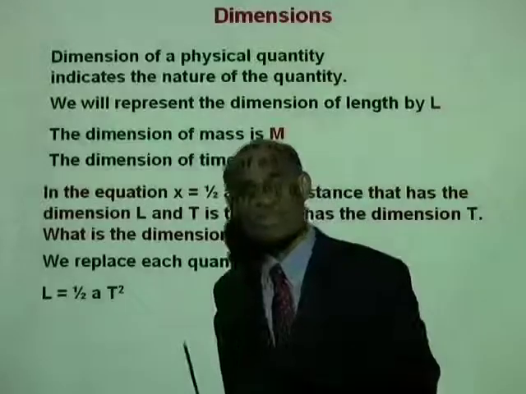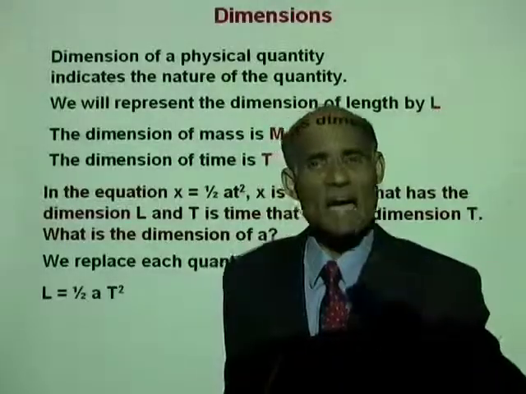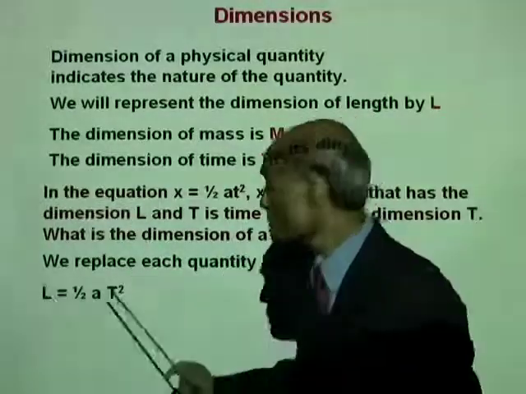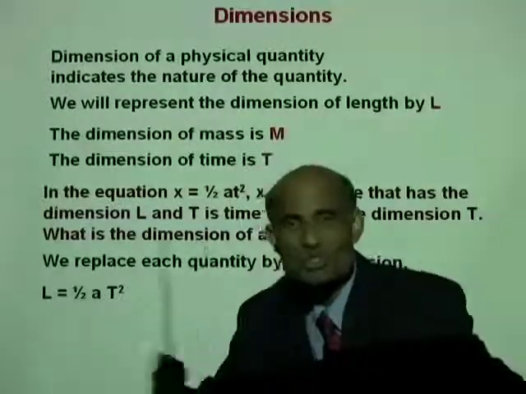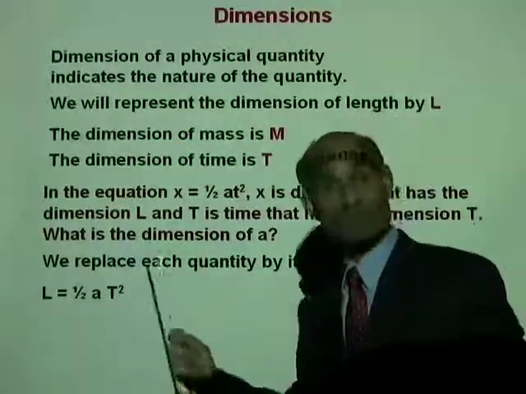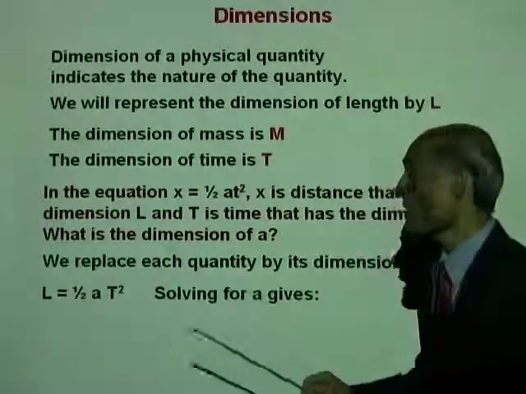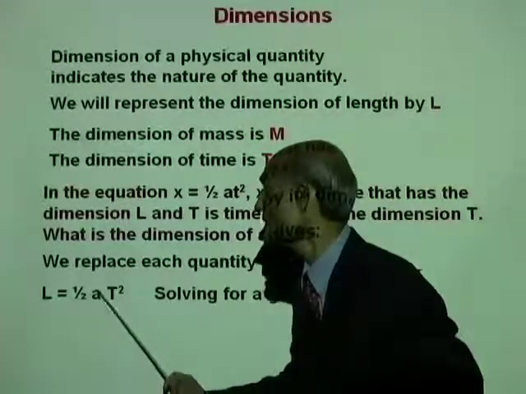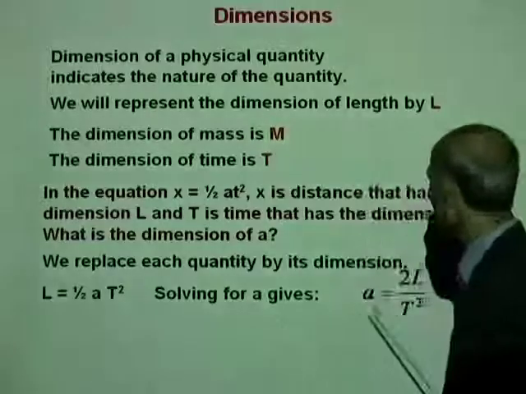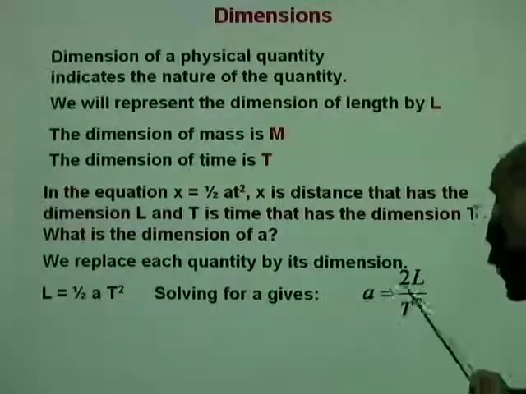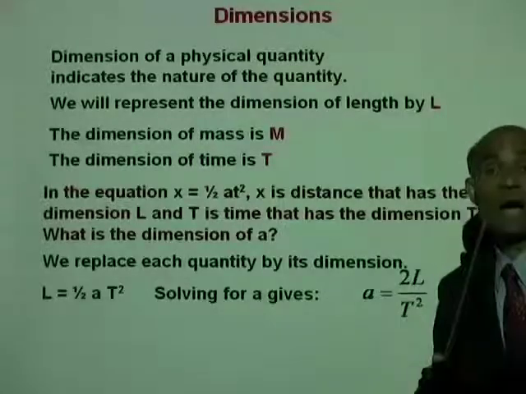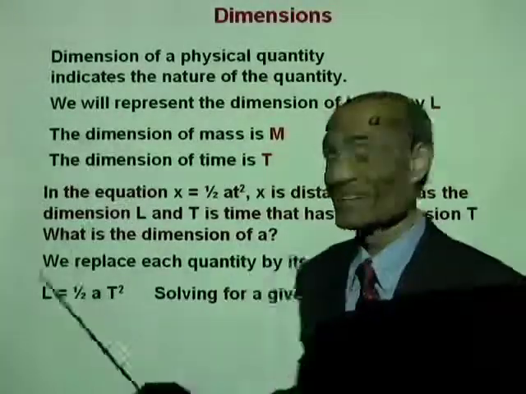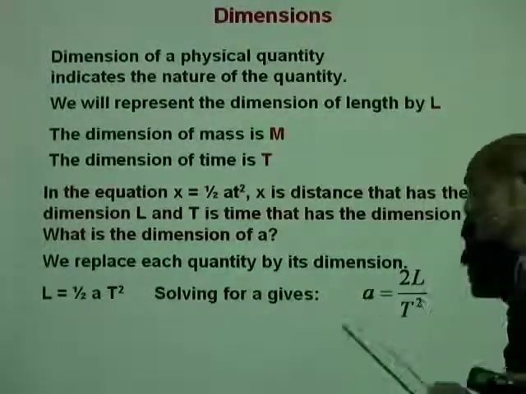Now tell me, what is the dimension of the number 1/2? A mere number has no dimension. So this is dimensionless. That means you can drop it from that equation altogether for this problem. So solving for A, let's solve for A first. Solving for A, can you do that? A will be 2L divided by T squared. And we can drop 2 from here. Why? Because 2 has no dimension. And therefore, what are the dimensions of A?